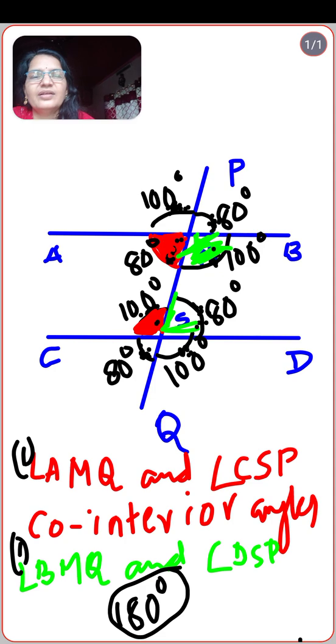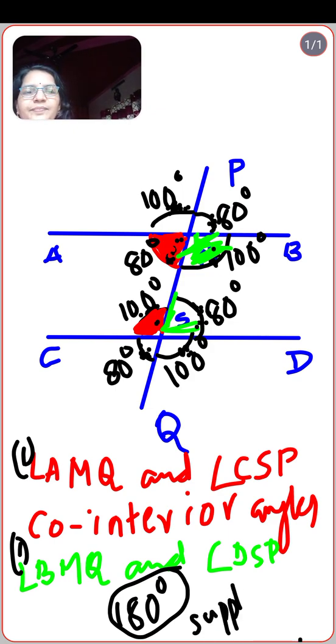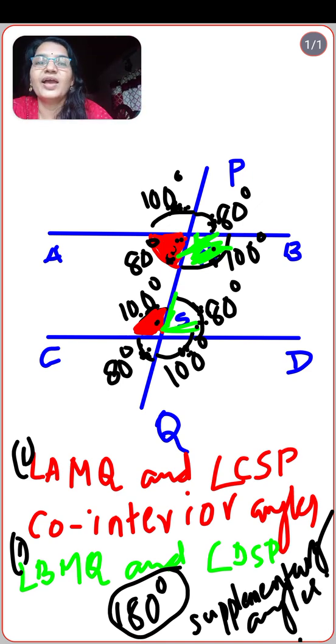Can you say the name of two angles whose sum is 180 degrees? What is the name of such a pair? Yes, supplementary angles. So co-interior angles are always supplementary. And there is another type of angles, co-exterior angles. I will explain it later. Co-interior angles are supplementary, also co-exterior angles are supplementary.